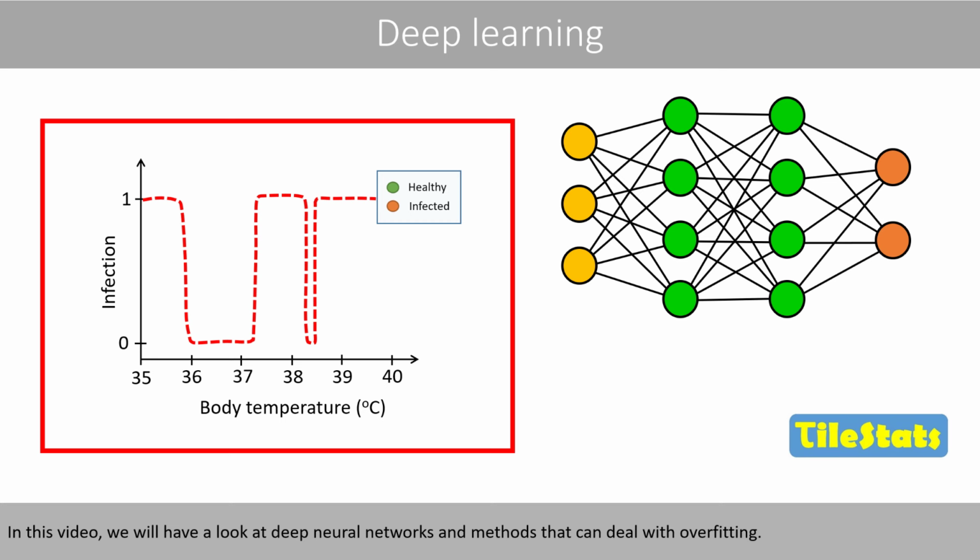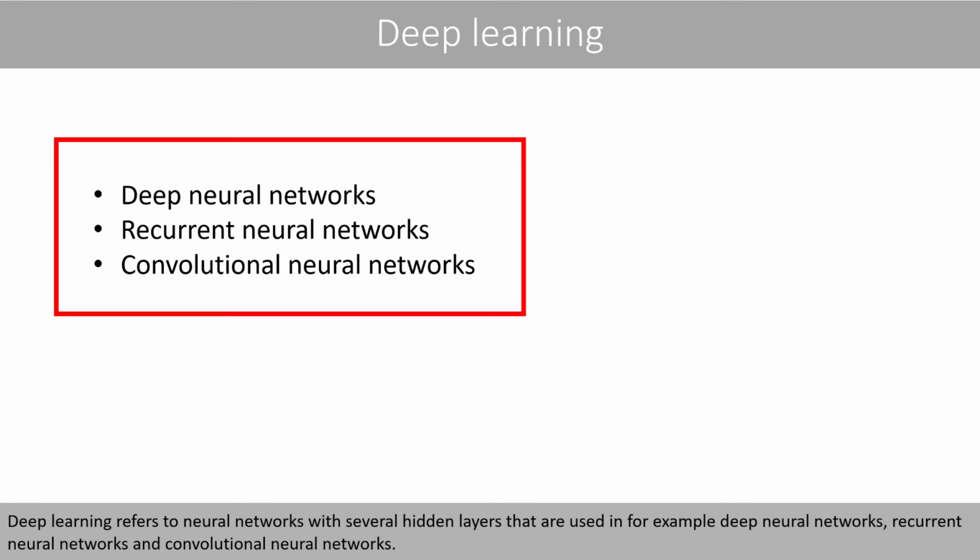In this video, we will have a look at deep neural networks and methods that can deal with overfitting. Deep learning refers to neural networks with several hidden layers that are used in, for example, deep neural networks, recurrent neural networks, and convolutional neural networks.